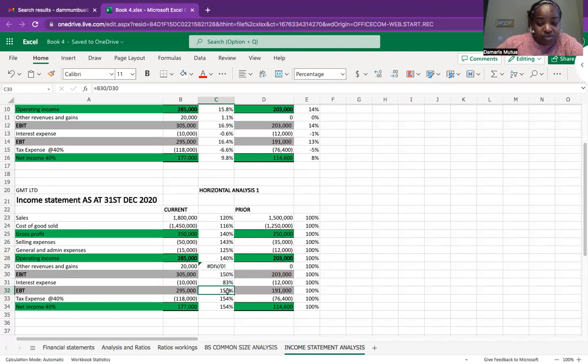Our EBIT, it's 154% of the prior period. Our net income, 154% of our income. So here you are able to analyze, you're able to know exactly what is happening to the different line items in our income statement using horizontal analysis. What is the percentage of the current period based on the prior period? That is what we call the horizontal analysis.